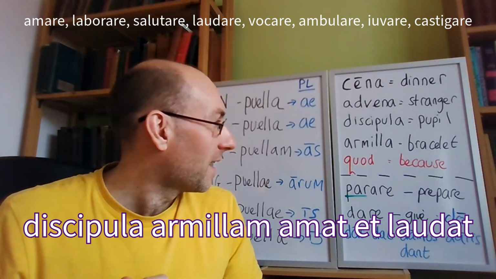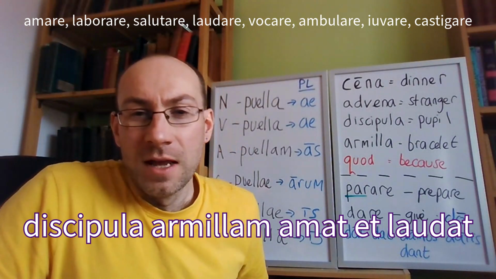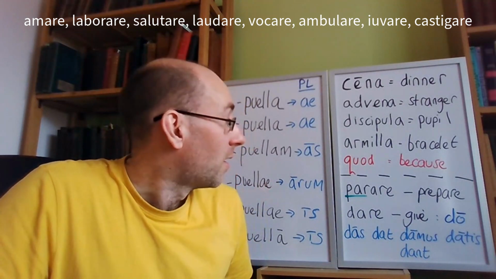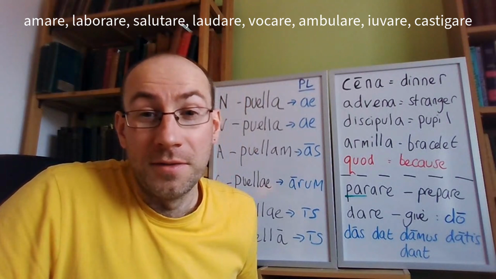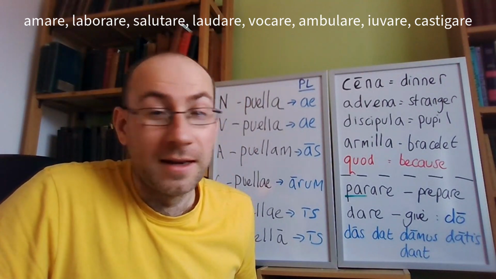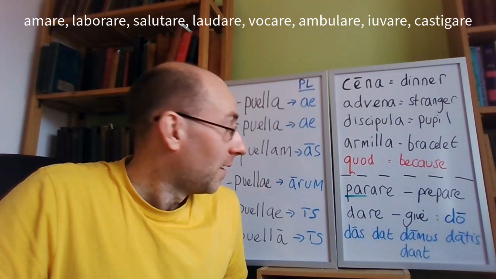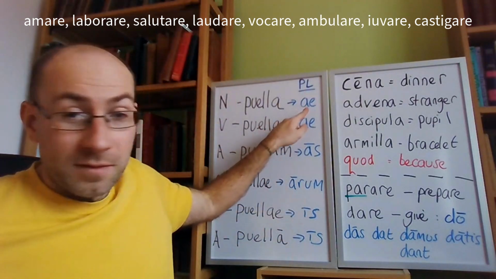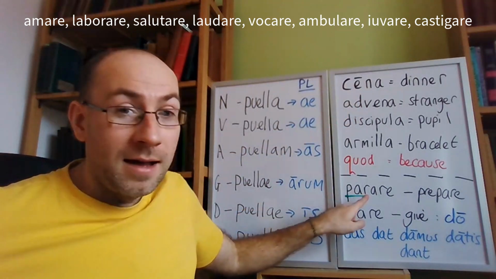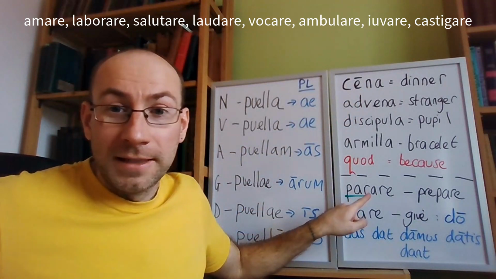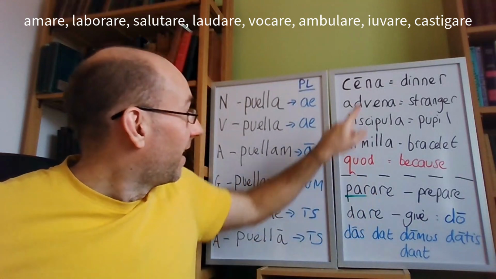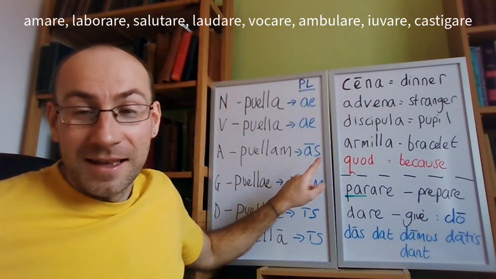What else can we have? What about the girls prepare the dinner? So plural preparing. The girls prepare the dinner. Puellae, nominative. They're doing the action. Cenam parant. Plural, the dinners. They prepare the dinners. Puellae cenas parant.